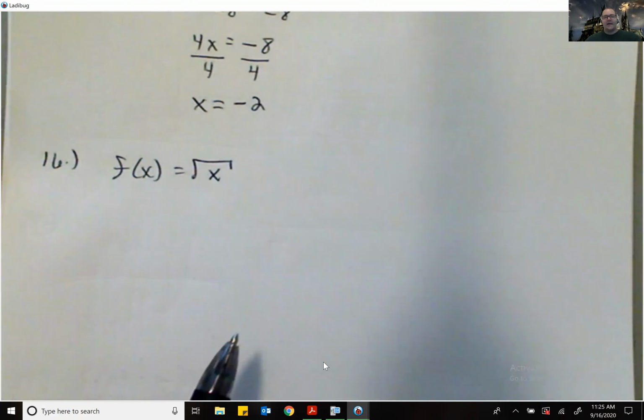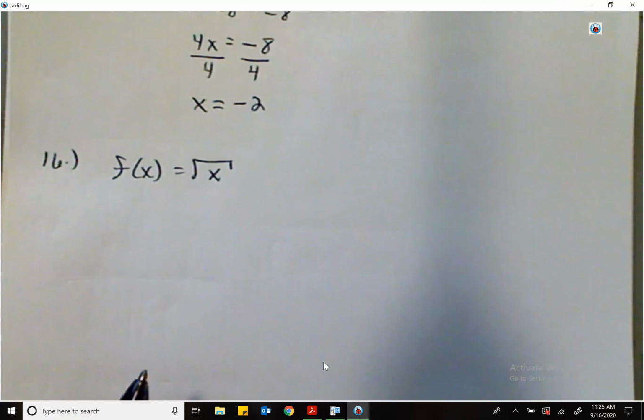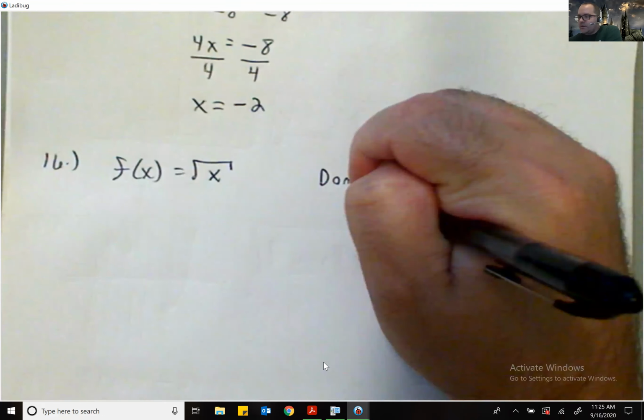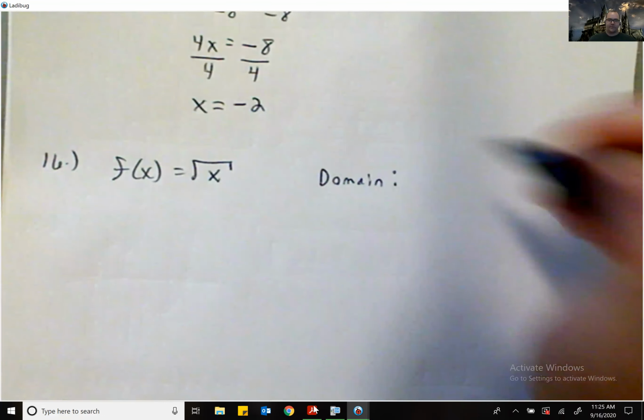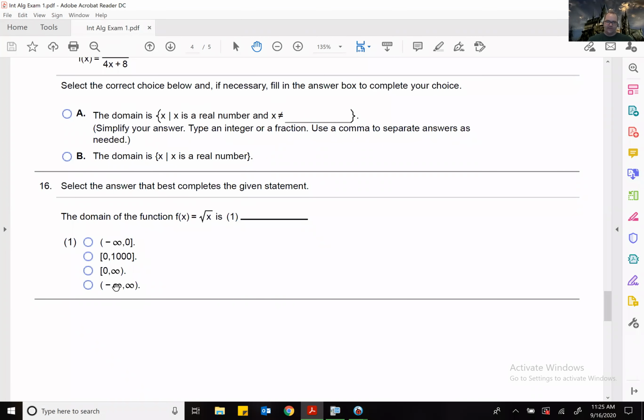Unless it has a radical. So does this have a square root or a cube root? Square root. Yes. So now we know our domain is not all reals. It's not going to be negative infinity to positive infinity. It's not this one.